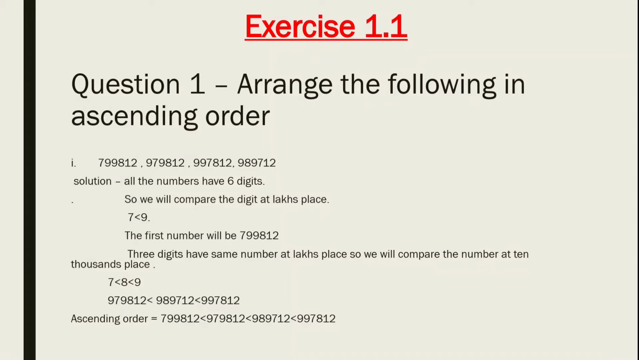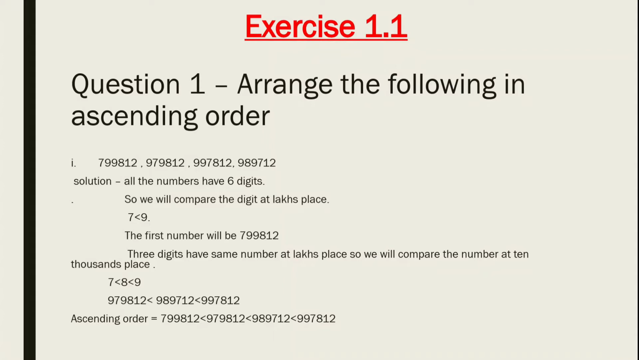So the solution: all the numbers have 6 digits, so we will compare the digit at the lakhs place. On the lakh place there are 2 digits, 7 and 9. The first number will be 799,812 because this is the smallest number as compared to others.